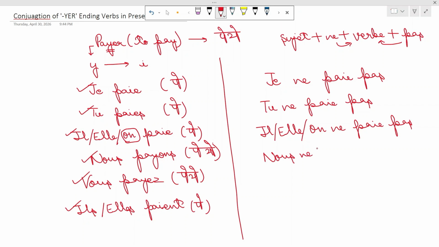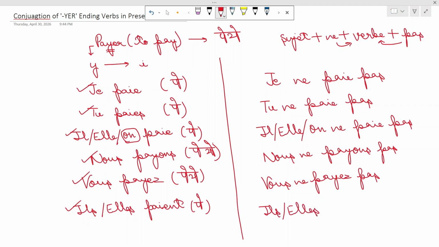Nous ne payons pas. Vous ne payez pas. Je ne paie pas, tu ne paies pas, il, elle, on ne paie pas, nous ne payons pas, vous ne payez pas, elles ne paient pas.